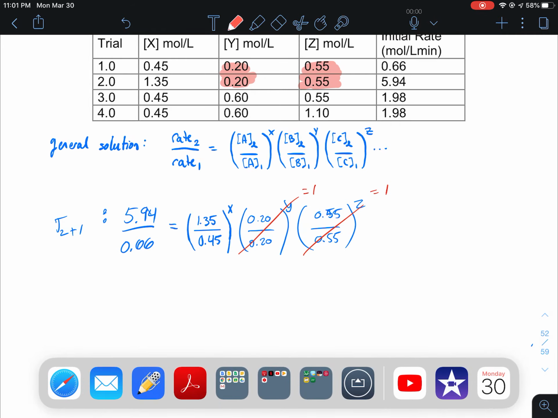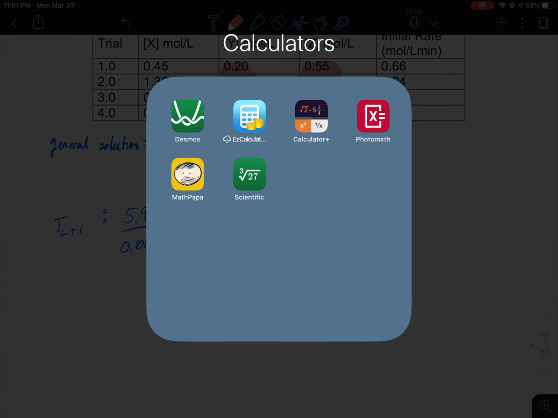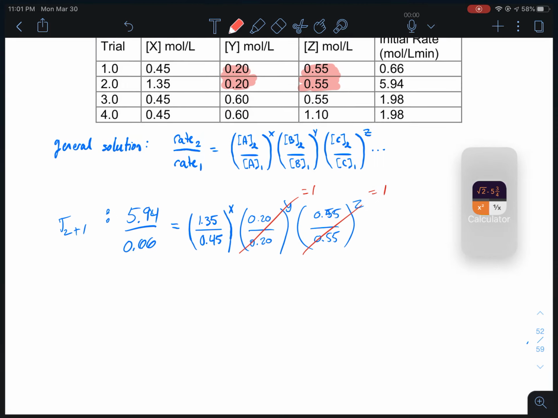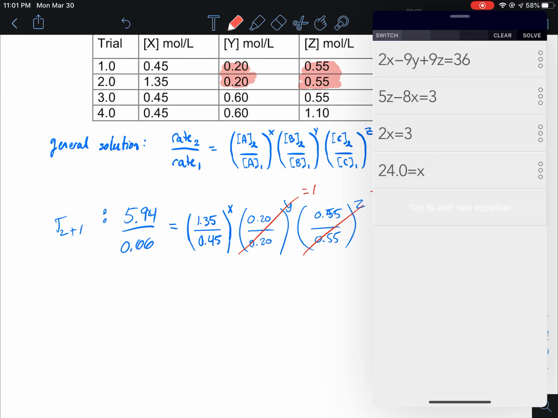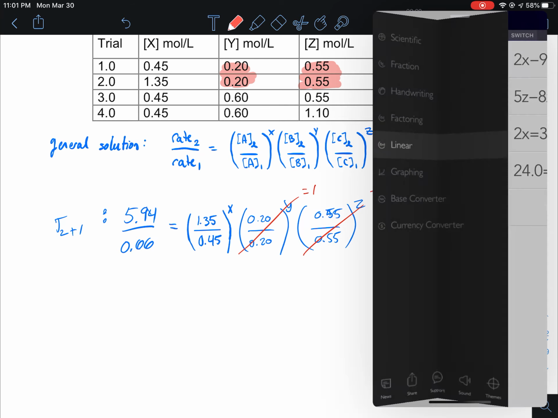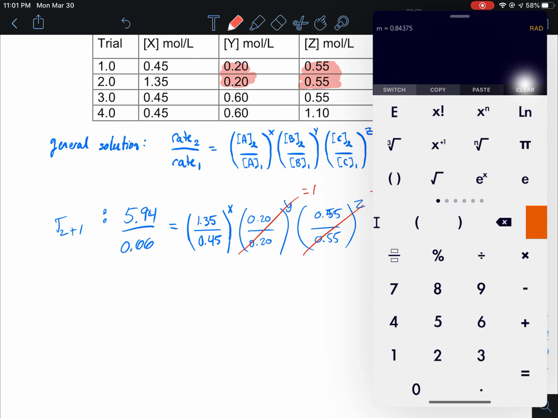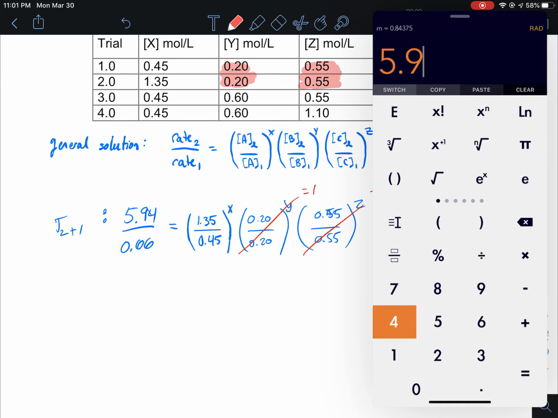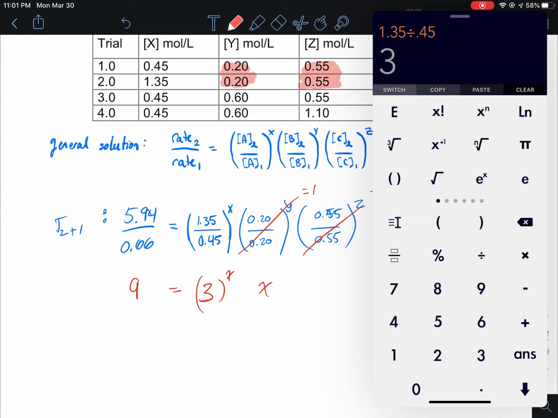5.94, I'm going to need a calculator. So I'm just going to pull one up here. Okay, switch calculators, scientific, thank you. Clear. Okay, 5.94 divided by 0.66, and that gives us a value of 9 on this side. And then 1.35 divided by 0.45 gives us a value of 3. And so we have 3 to the power of x. What is x? x is 2.